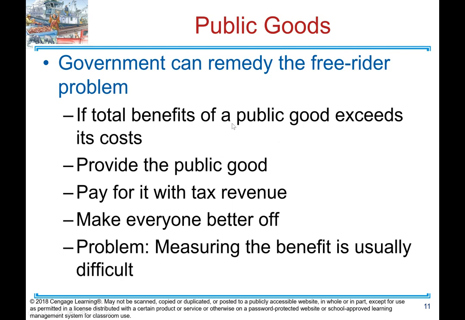If the total benefits of a public good exceed its cost, the government can provide these goods. So you find government providing public goods. They pay for it with tax revenues and make everyone better off. The problem is that measuring the benefit is usually difficult. Putting a dollar value on the actual benefit is a challenge.